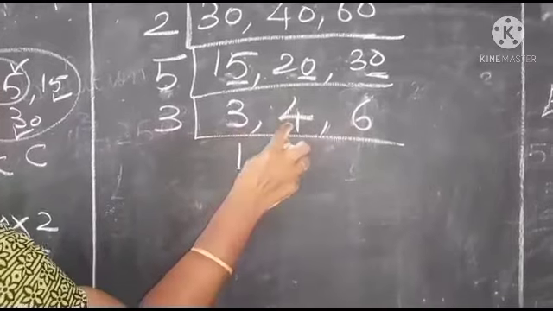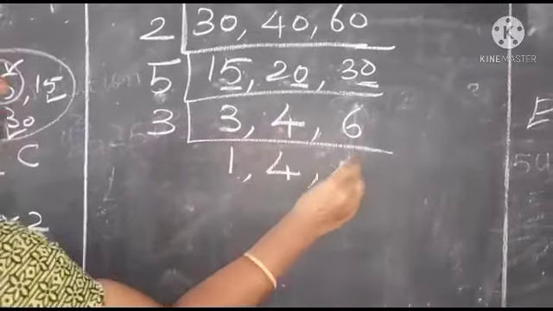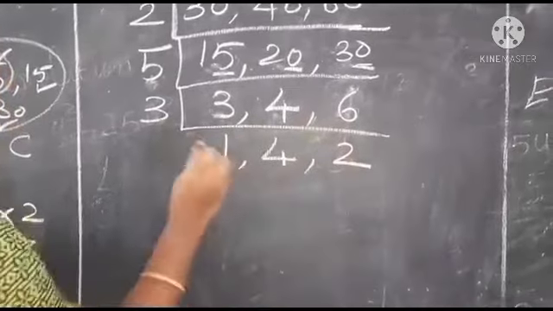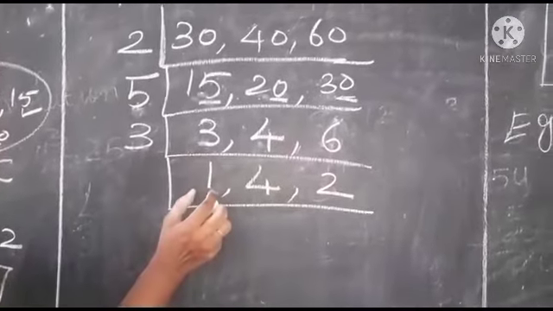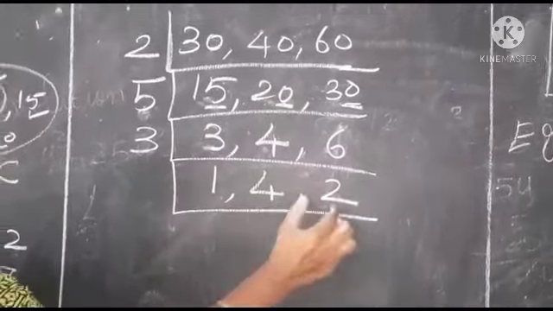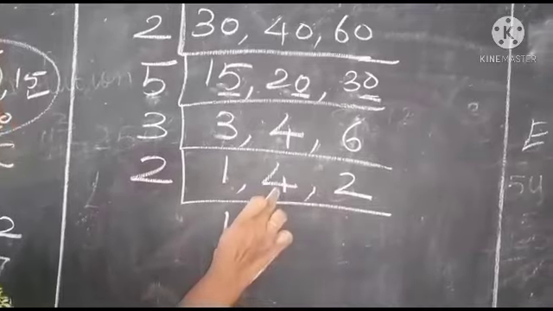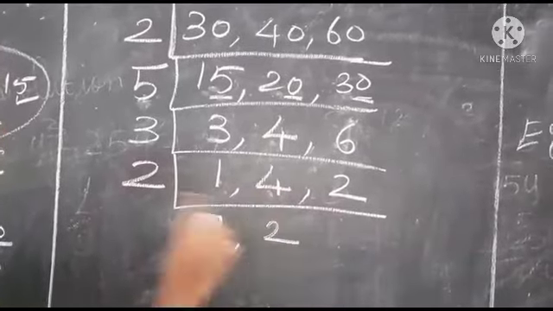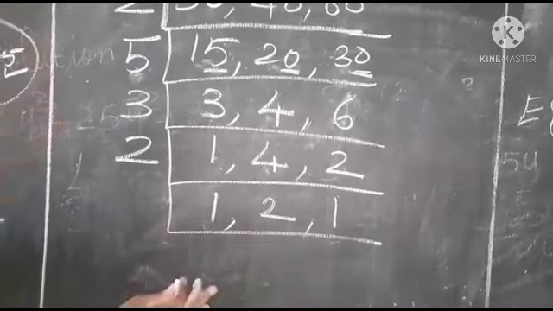There is no common factor for 4, so write the number as it is. Next, how many 3s are in 6? 2 3s are 6. Then continue the process again. Next here is 1, there is no need to find the factor for 1, and then 4 and 2. For 4 and 2 the common factor will be 2. Write the 1 as it is, and then how many 2s are in 4? 2 2s are 4. How many 2s are in 2? 1 2s are 2. After that, continue the process.